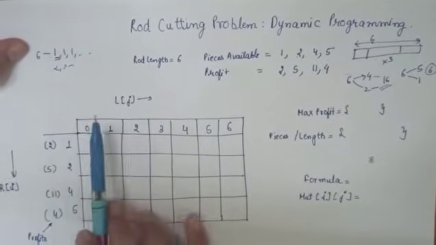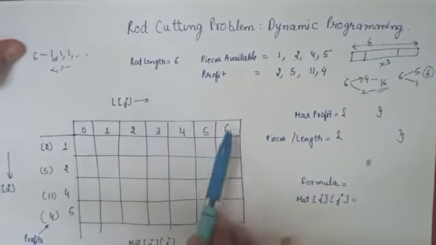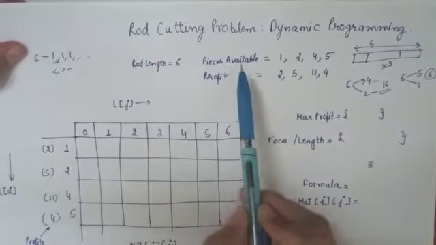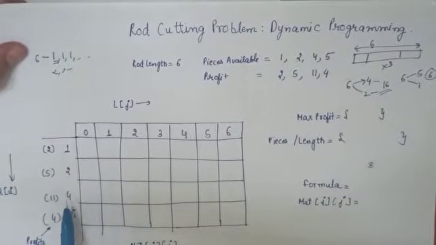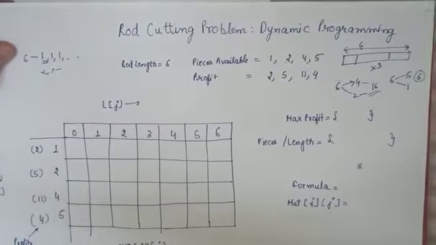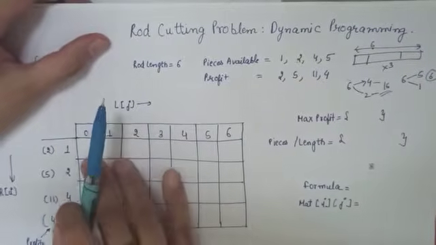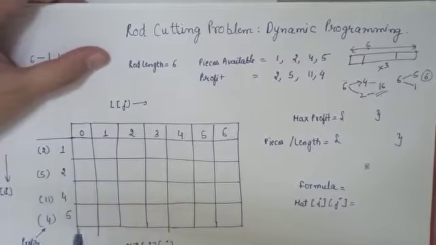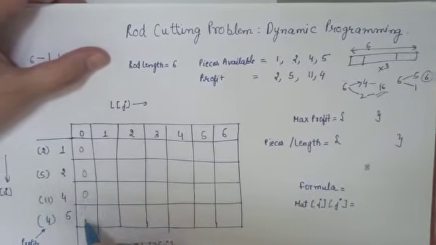On the columns we have mentioned 1, 2, 3 up to 6, the length of the rod, and on the rows we have mentioned the available lengths which are given to us, that is 1, 2, 4 and 5, and the profit associated with each piece of rod. Let's discuss: if a given rod is of length 0, can we cut? No. So what is the profit associated? It is 0. So in all of these it will be 0.